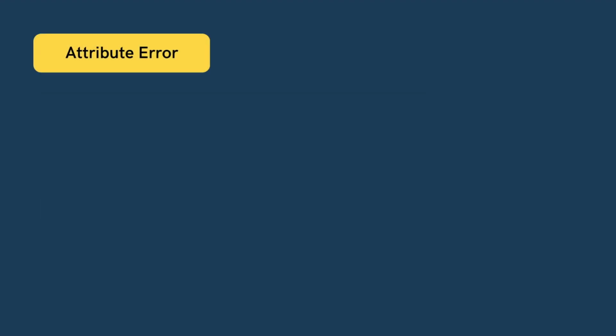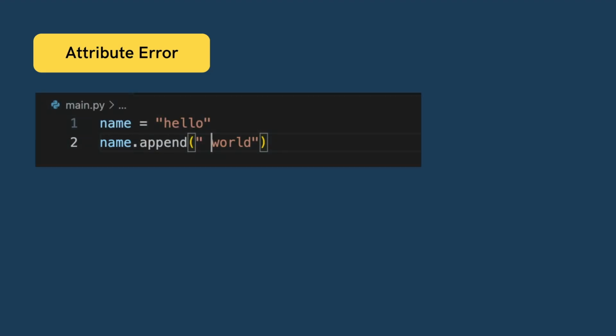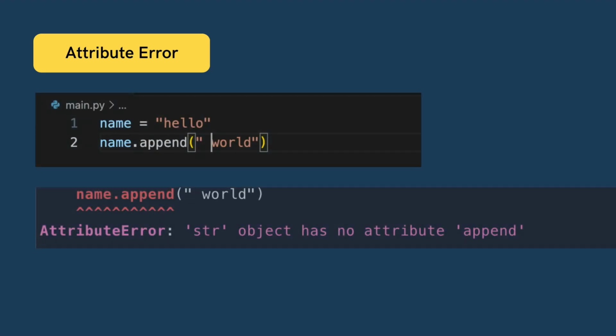Next is attribute error. For example, you try to call append on a string. Python tells you that strings don't have that method. Methods belong to specific data types. Strings and lists behave differently. This error builds type awareness.